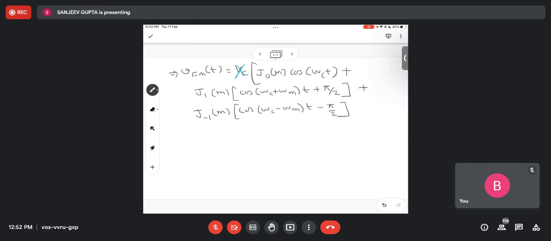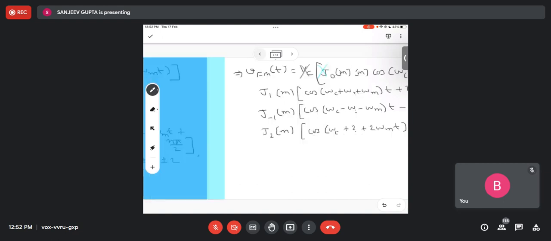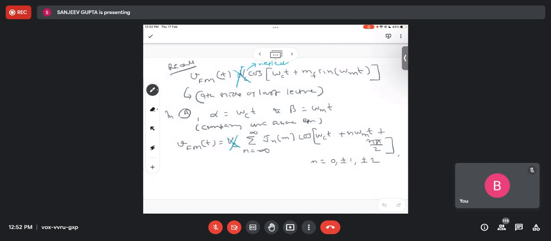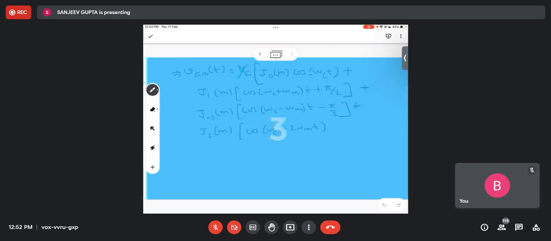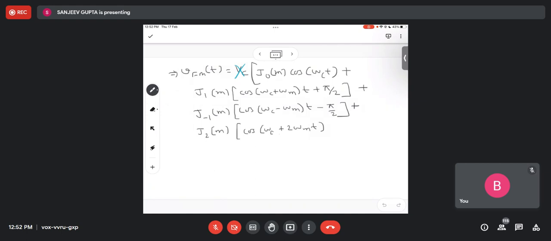And then I have another term. I will use 5 terms only. J2 M for n equal to 2. So it becomes cos of omega c plus twice omega m t, because if you see this equation, it is n omega m t, so it becomes twice omega m t. And this becomes twice of pi by 2, so it becomes pi. That is corresponding to n equal to 2.